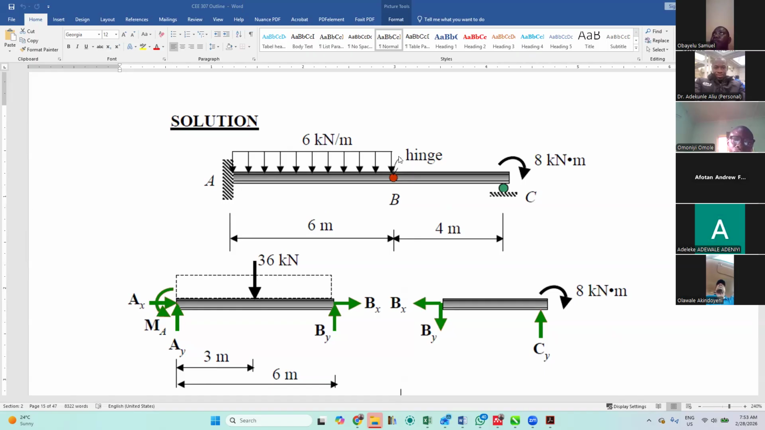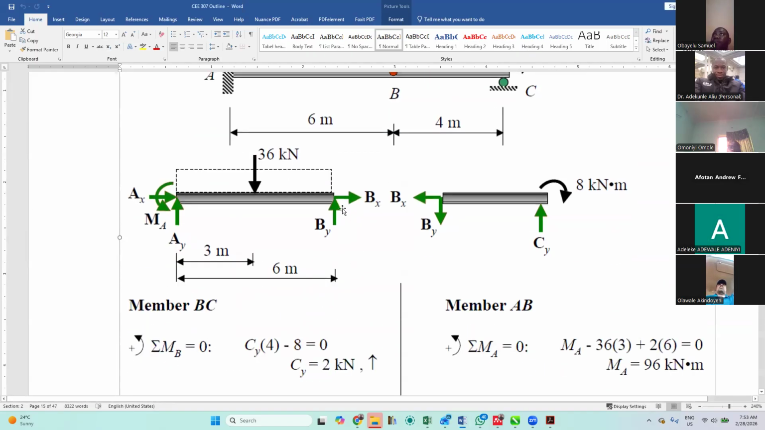So if we are taking moment about this point here, this point B, what it means is that if I take moment about this point B, I will now resolve force times perpendicular distance to this particular place. So every other thing here will be negated at 0 first when I'm taking the moment about that place. So we said summation of moment about B to be equal to 0.